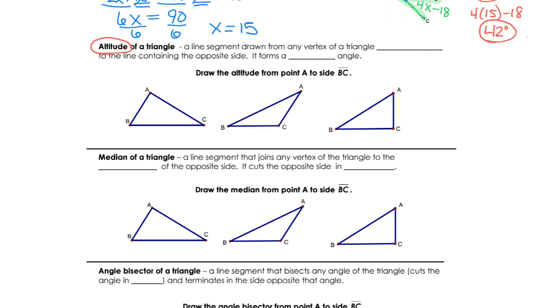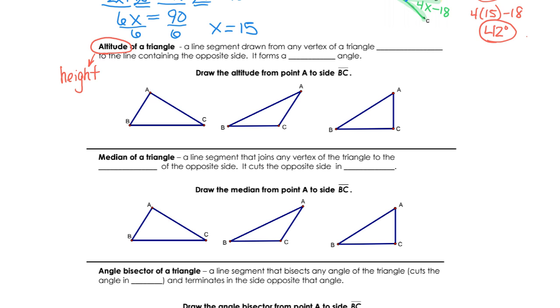Altitude, I don't know if you guys know, is another word for height. So if you ever heard the altitude of the plane is 2,000 feet above the ground, that means from the airplane straight down is the measurement of the height, 2,000 feet. Okay. When you go to the doctor, he measures your altitude, although he doesn't call it altitude, he calls it your height. All right, but he is measuring your altitude. So it's a line segment drawn from any vertex of a triangle.